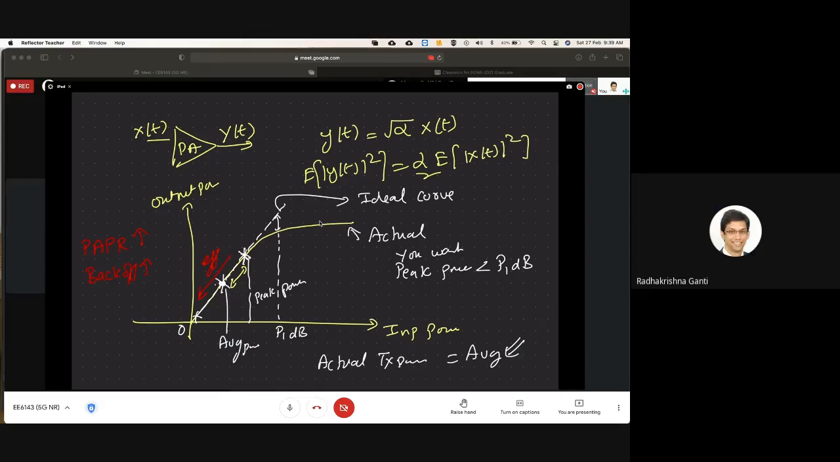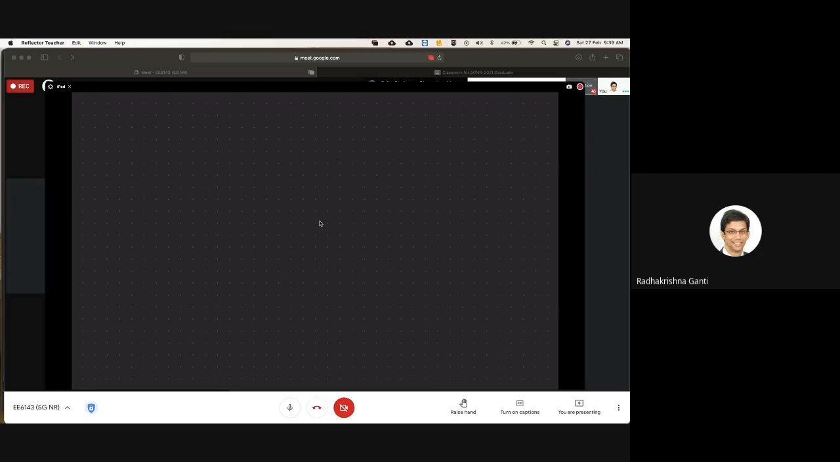Let me define peak power properly. Suppose you have a discrete signal x of n. This is your waveform: x of n for n equal to 0, 1, 2, and so on up to infinity. This is the signal that goes on coming. Peak power is the max of mod x square.